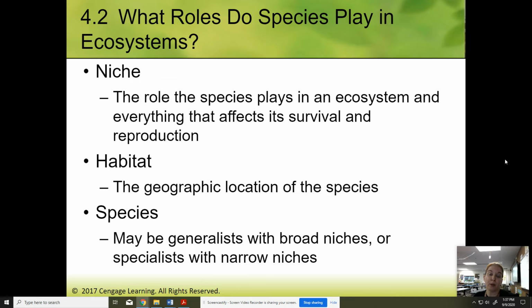So your habitat is where you live, but your niche is how you live. So it's what you eat, what eats you, any reproductive details, everything about that species is its niche. A species can be either a generalist with a broad niche or a specialist with a narrow niche. I'm going to go into better definitions of that on the next slide or two. But understand niche is everything that an organism is going to do and experience in its life.